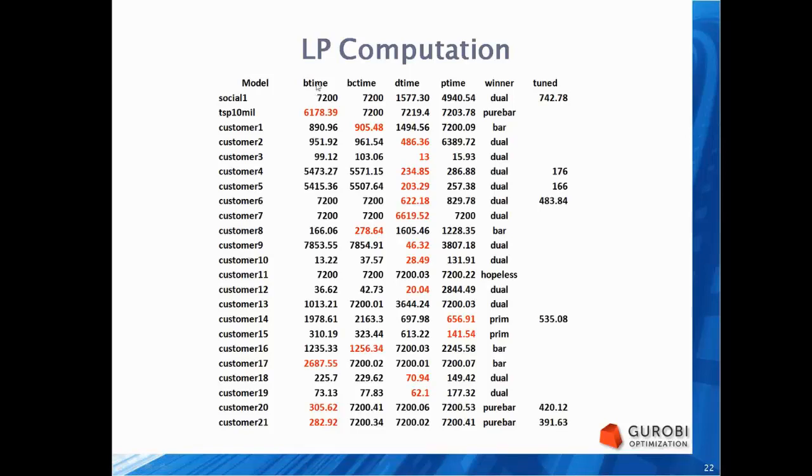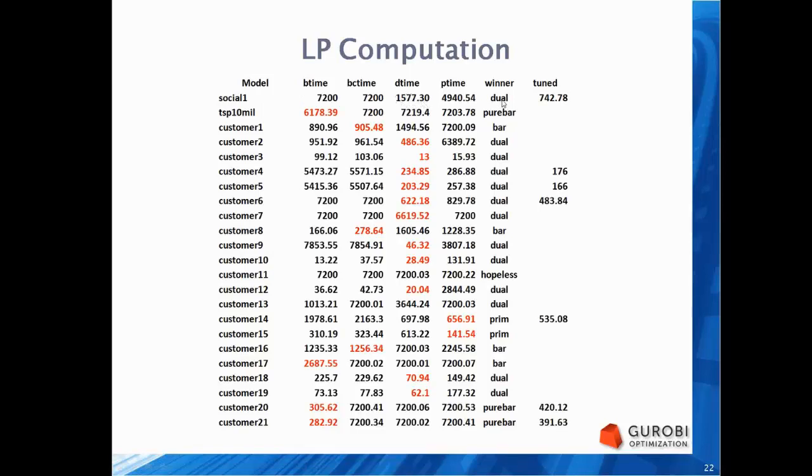The second column is B time, barrier without crossover time. 7200 means seconds, that's 2 hours. Then BC time is barrier with crossover. D time is dual simplex time. P time is primal time. And for the winner, we first compare the three columns, BC time, D time, P time. If one of them solves it, then we pick the smallest one. That is the winner. For the first row, the social one, the winner is D time.